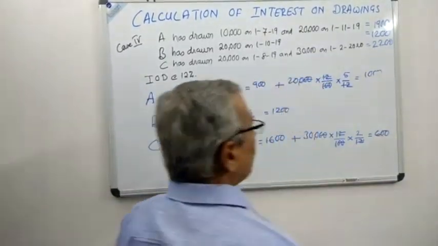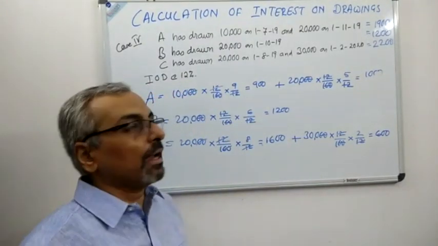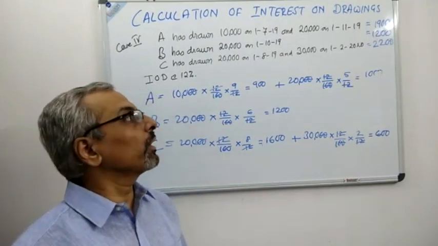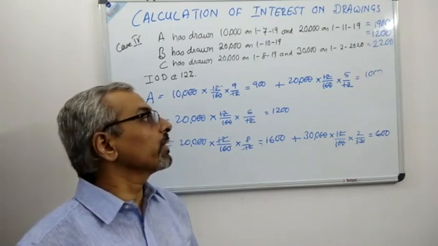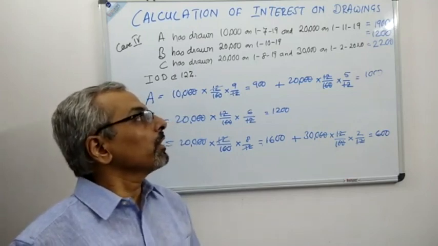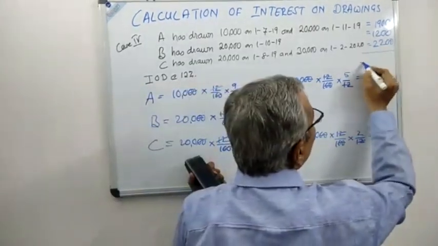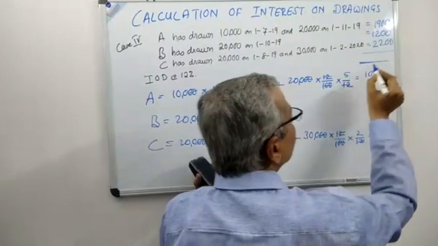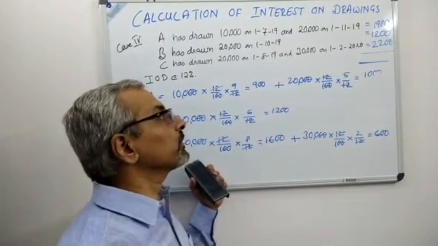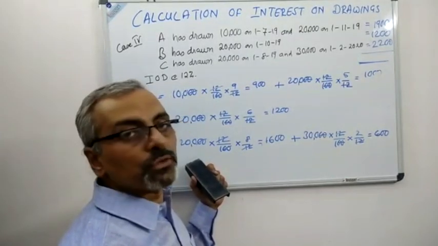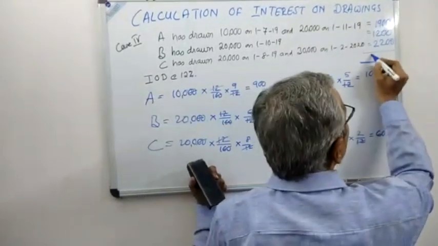See very carefully, we have calculated the interest on drawing of all the three partners. A has to pay 1900 as interest on drawing, B has to pay 1200 as interest on drawing, and C has to pay 2200 as interest on drawing. Now if you add the three, you take the total of the three. Why are we doing this total? I'll explain to you later. Let's do the total over here. So we have 1900 plus 1200, that gives us 3100. 3100 plus 2200 gives us 5300.